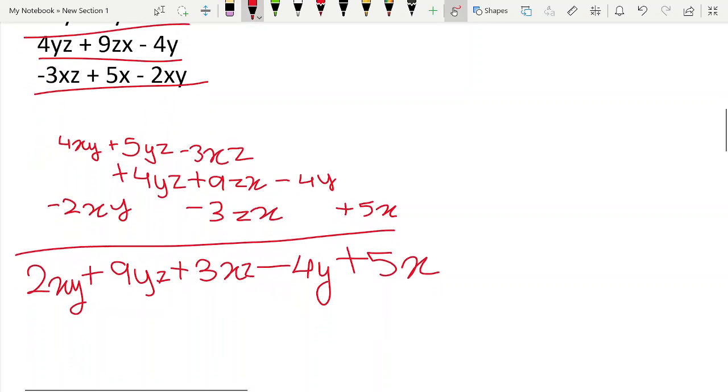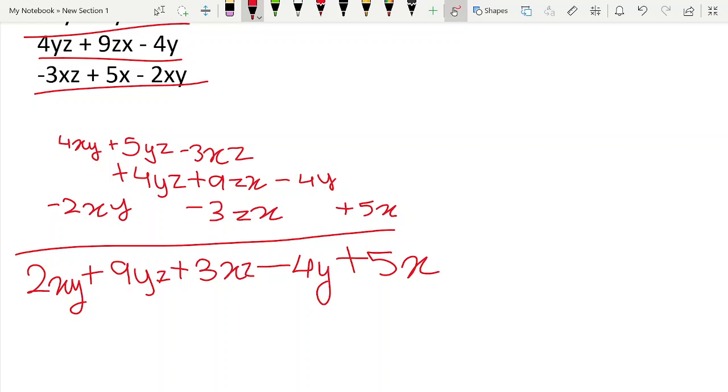We have written all of our expressions in a row, but we have kept our like terms in the same row. So as you can see, 4xy is with minus 2xy, 5yz is with 4yz, minus 3xz is with plus 3zx minus xz, plus and minus 4y doesn't have a buddy, so it's going to be by itself, plus 5x doesn't have a buddy, so it's going to be by itself.